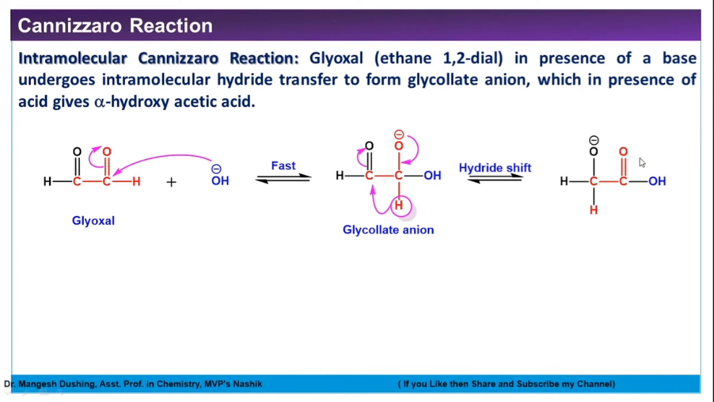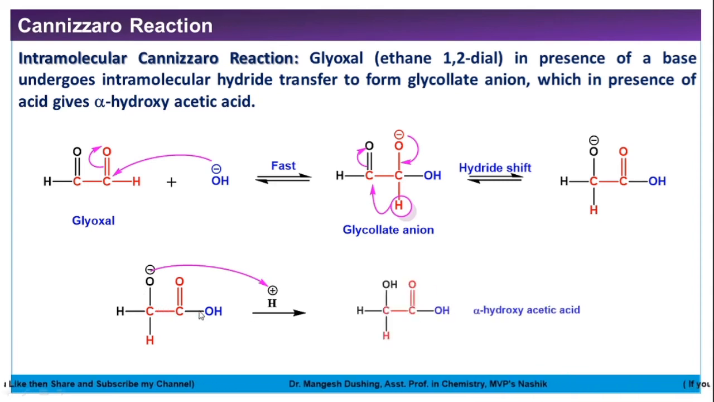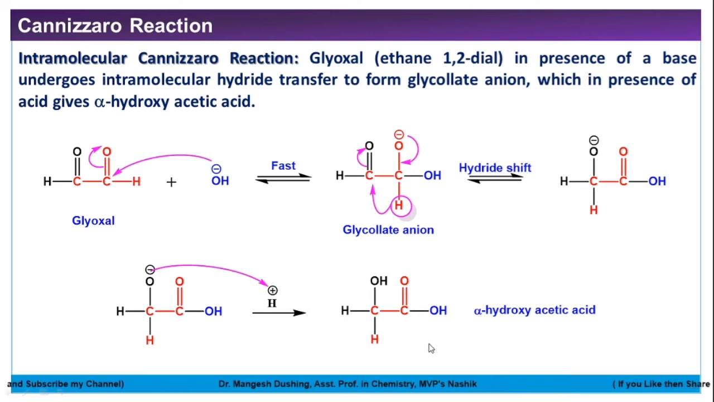So one of the carbonyl groups will get oxidized while the second carbonyl group will get reduced. Now here will be the fast proton exchange, or this is called protonation also, no problem. And we will get this compound that is called alpha hydroxy acetic acid. So this is the carbonyl group and this is the first carbon atom next to the carbonyl carbon. This is called alpha carbon, and at alpha carbon there is a hydroxyl group. That's why this is called alpha hydroxy acetic acid.